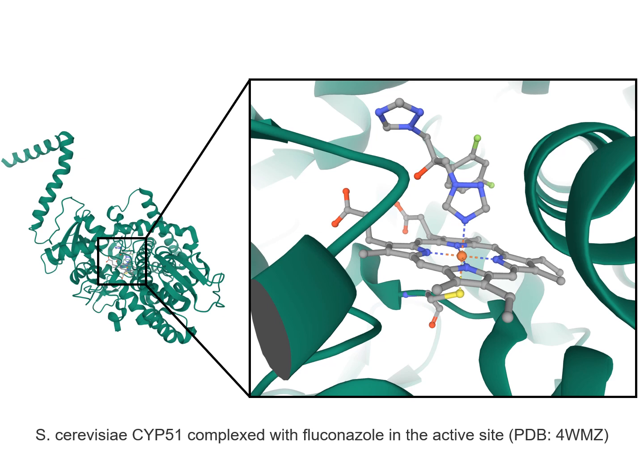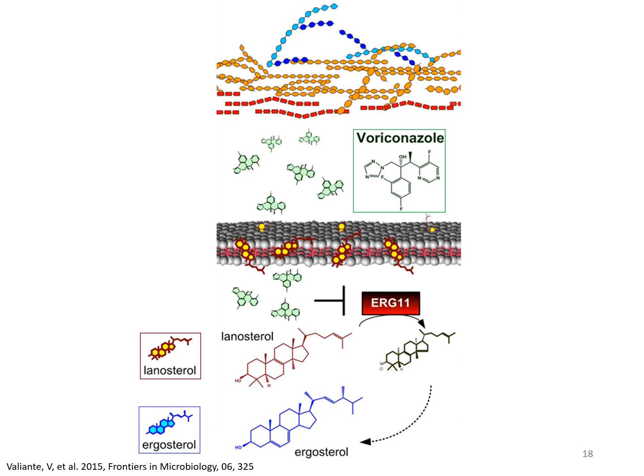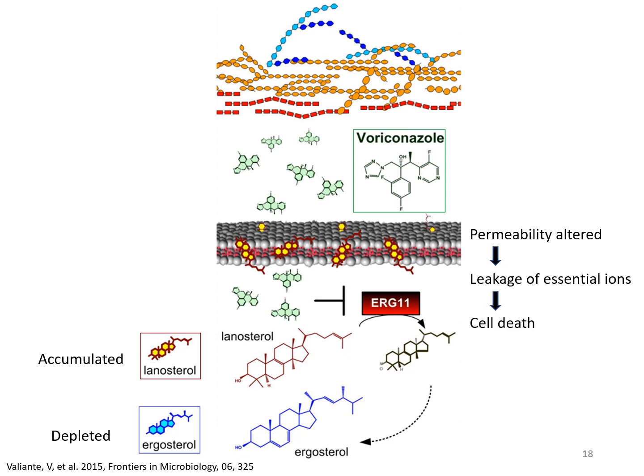This crystal structure you see here represents the binding of an azole, which is fluconazole, with 14-alpha-demethylase. Notice the crucial coordination bond of the basic nitrogen in the triazole ring with the heme iron. As a result of inhibiting demethylase by azoles, such as voriconazole shown here, ergosterol is depleted. But the toxicity associated with these drugs is actually mainly due to the accumulation of lanosterol and other 14-alpha-demethylated sterols in the cell membrane. This accumulation of these intermediates leads to alterations in the plasma membrane permeability, leading to leakage of essential ions such as potassium cation that leads eventually to cell death.